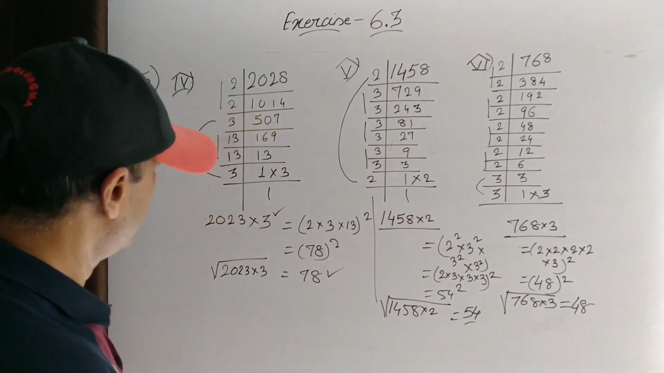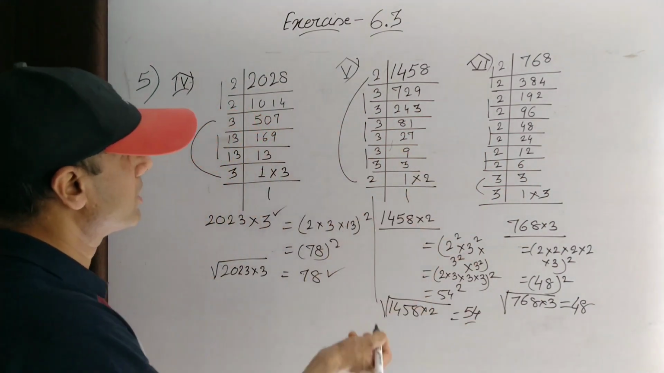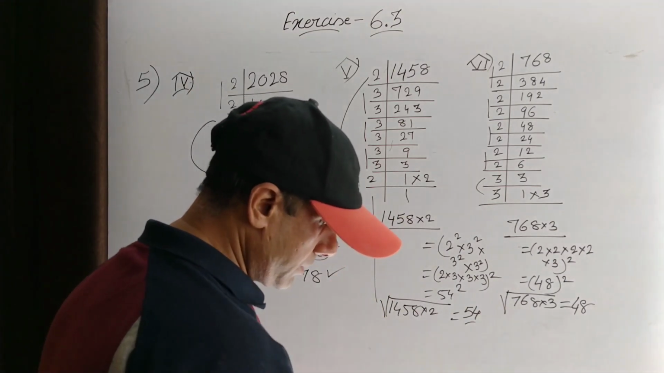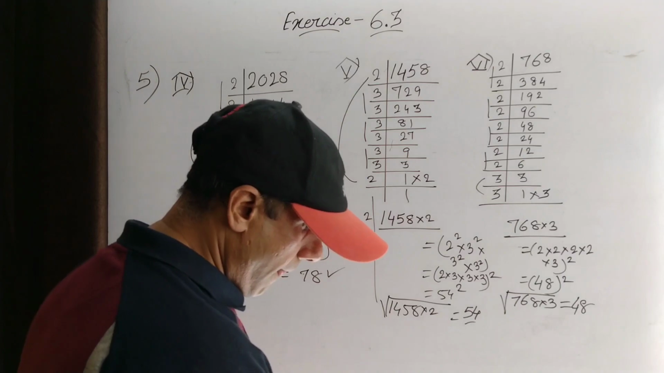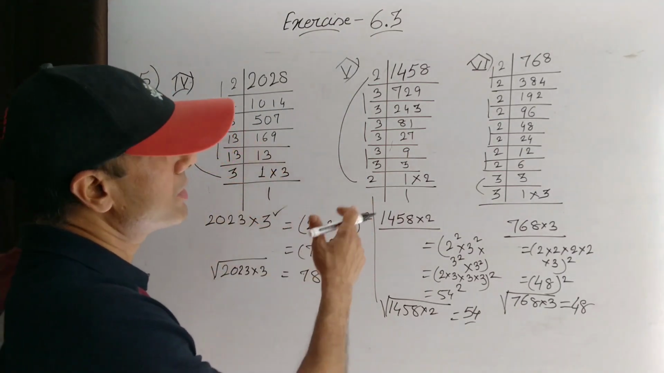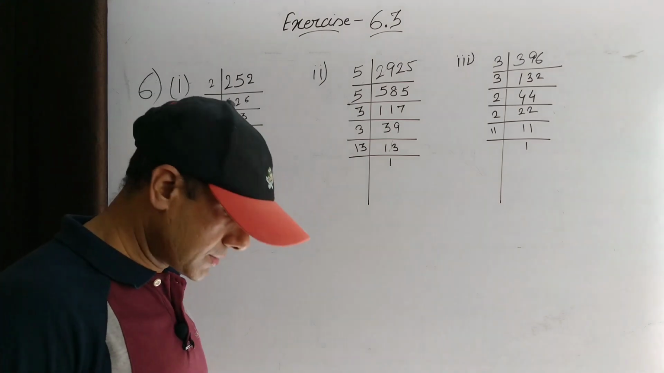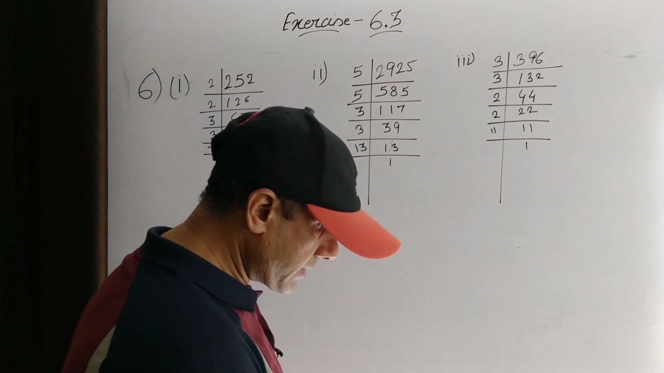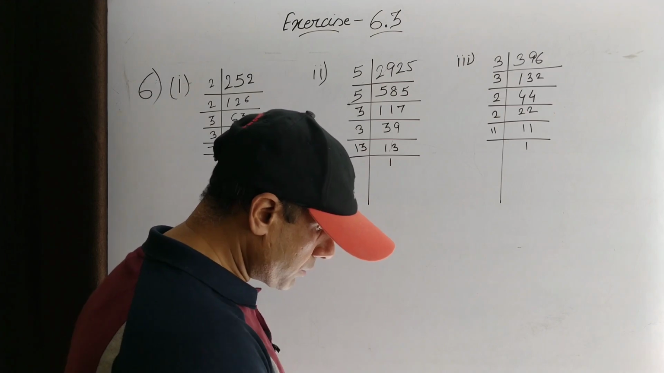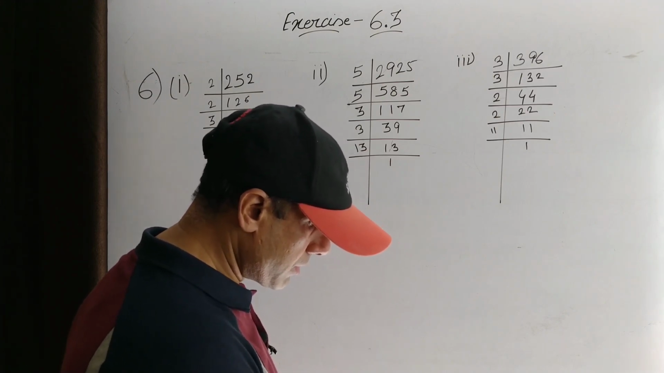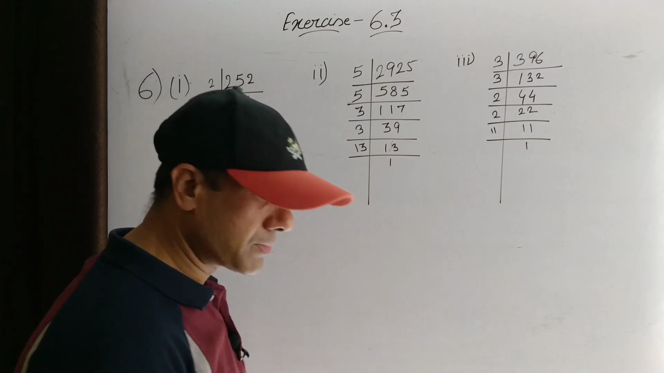Clear? So in all these cases, we have multiplied with the smallest possible prime number, and we have obtained a perfect square. Clear? Question number 6. For each of the following numbers, find the smallest whole number by which it should be divided so as to get a perfect square. Also find the square root of the square number so obtained.